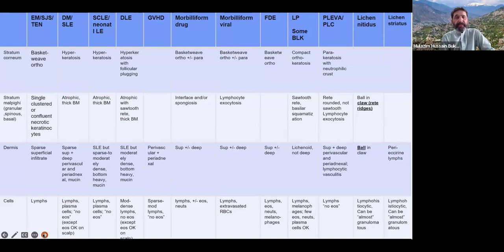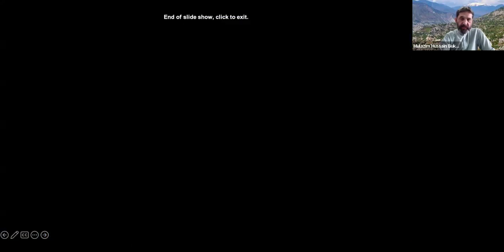It covers the different strata in interface dermatitis. What will you see in the stratum corneum? What will you see in the stratum spinosum? What changes can you see in different diseases? On the horizontal axis you are looking at the different diseases, and on the vertical axis you are looking at the different layers. So this was all for today, and thank you very much for your concentration.